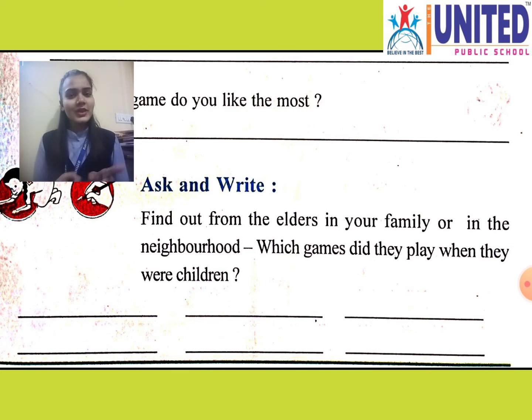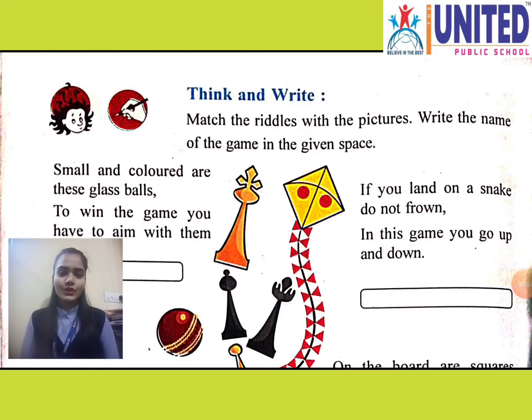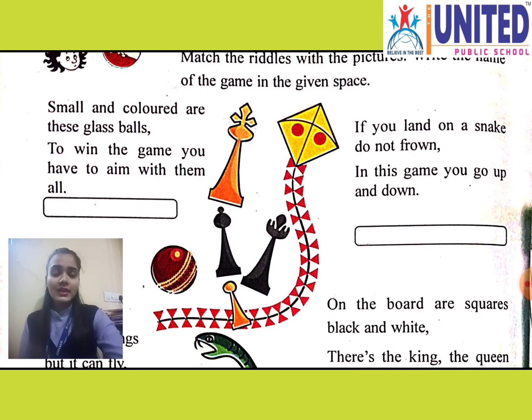So now on the next page, let's see what we have to do here. Think and write: match the riddles with the pictures. Write the name of the game in the given space. Here we can see space has been given. We have to read these lines, and after that we have to write down the name of that game in this box.